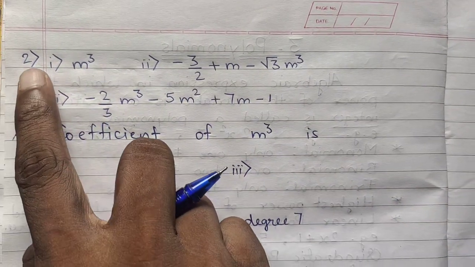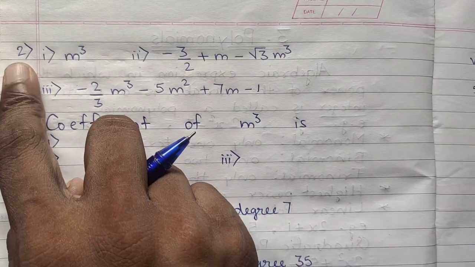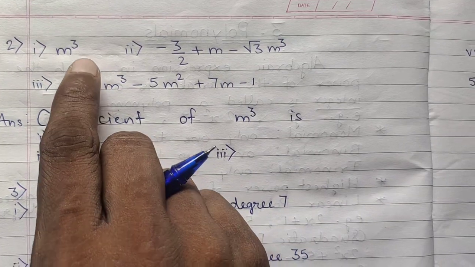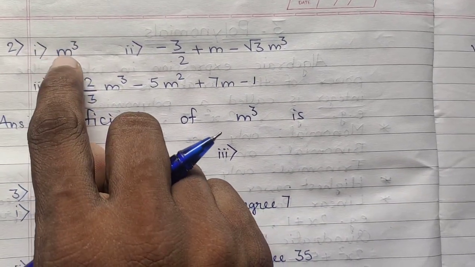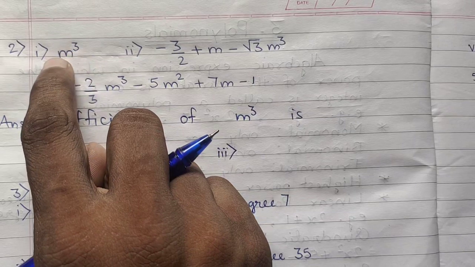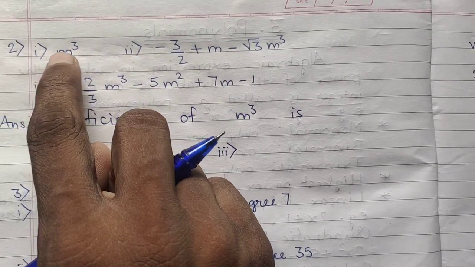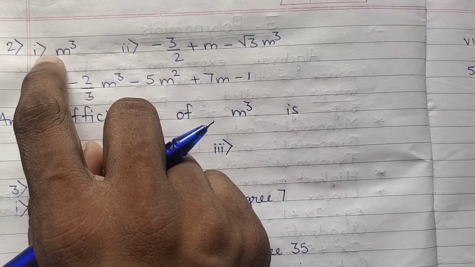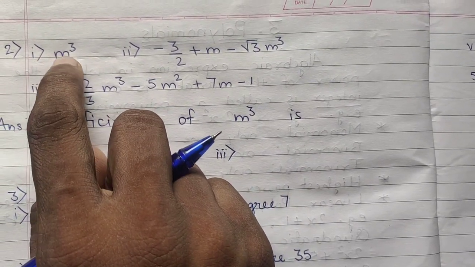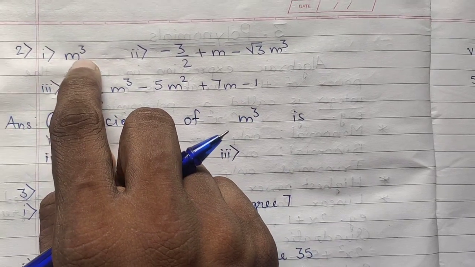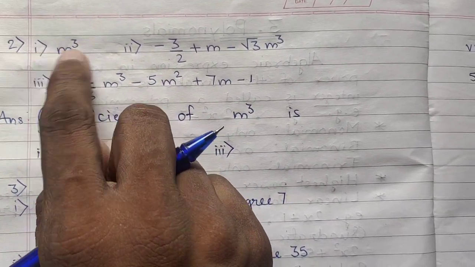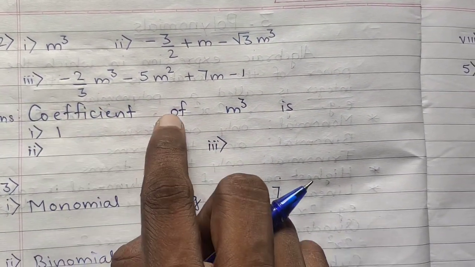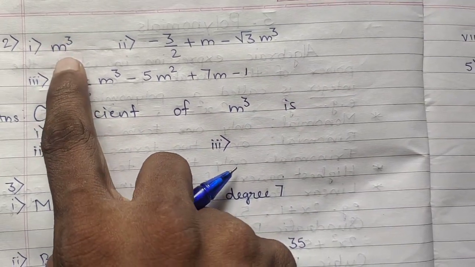Okay, let us see question number 2. What you have to do in question number 2 is write the coefficient of m cube. See, this is m cube. So what is the coefficient of m cube? That is the number before the variable. So in this case, nothing is there, which means your number is 1. Already you know this, right? This is 1 m cube. So what is the coefficient of m cube in the first example? 1. So you will write your answer that the coefficient of m cube is 1 in this example.